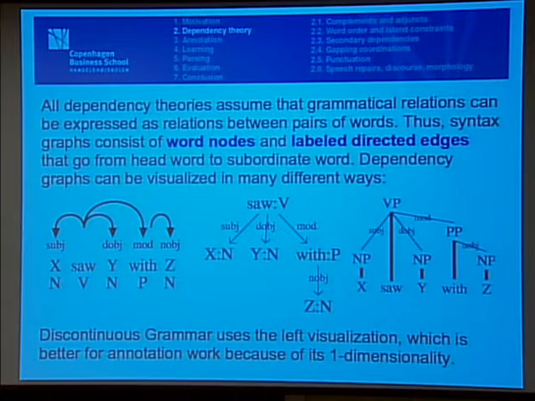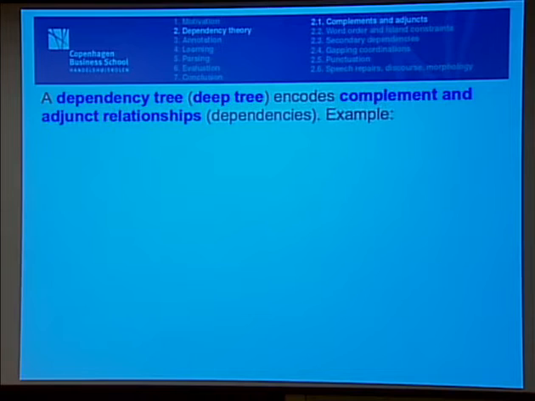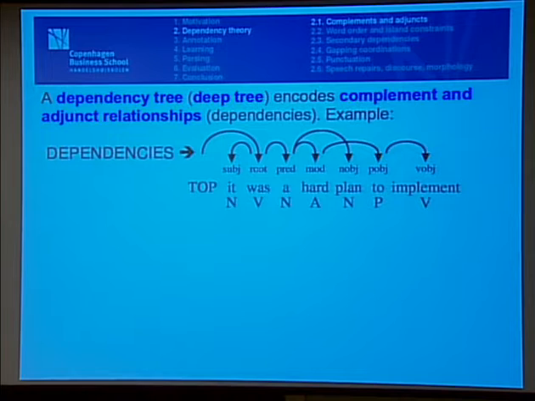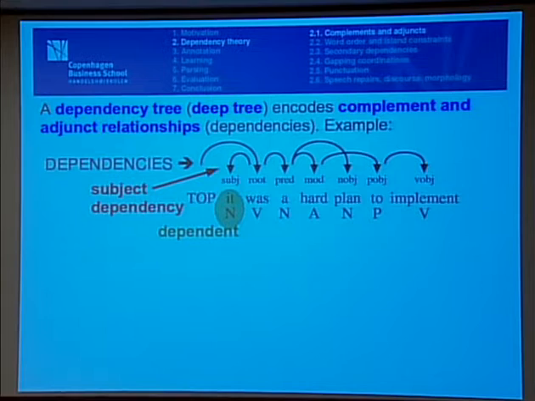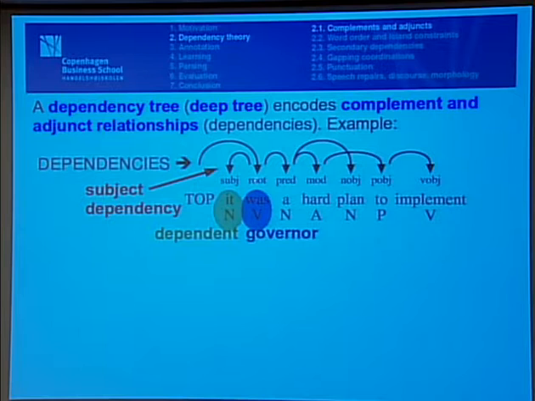look at the screen. So complements and adjuncts, the bread and butter of linguistics, are complement and adjunct relations. A dependency tree encodes complement and adjunct relationships. Here's an example. We have the dependency structure here, where we have, for example, a subject dependency that goes here between it and was. We have a dependent, which is at the end of the dependency arrow. And we have a governor, which is at the outgoing end of the arrow.